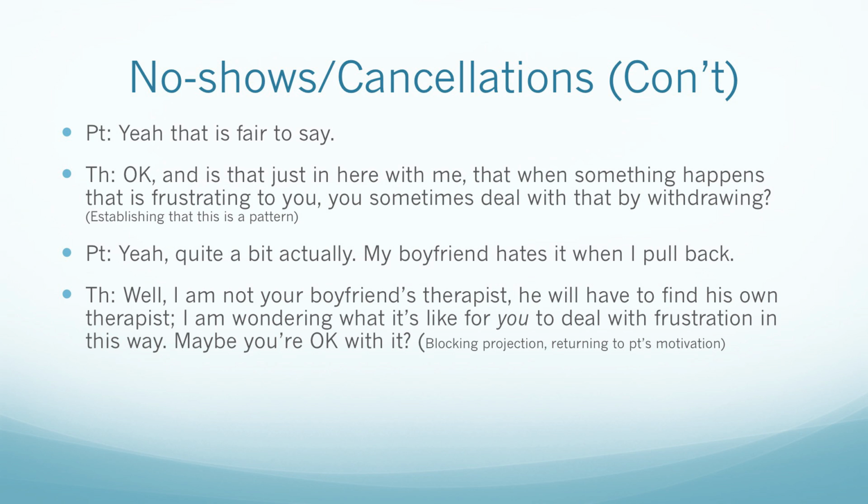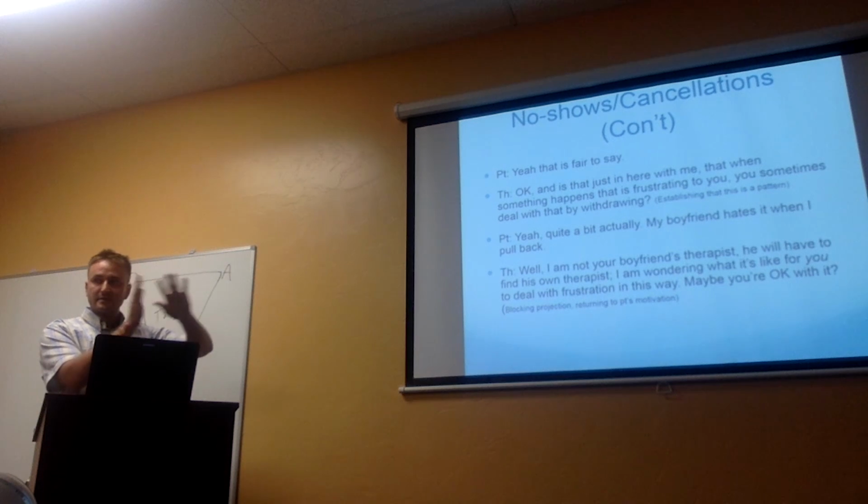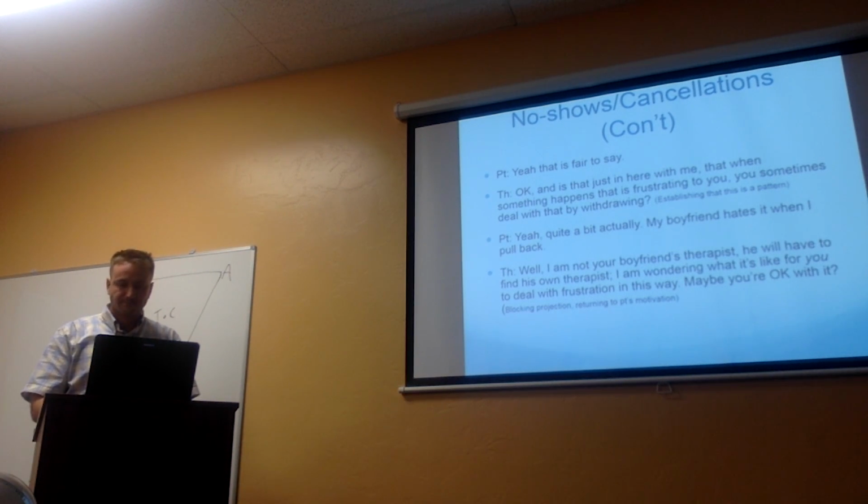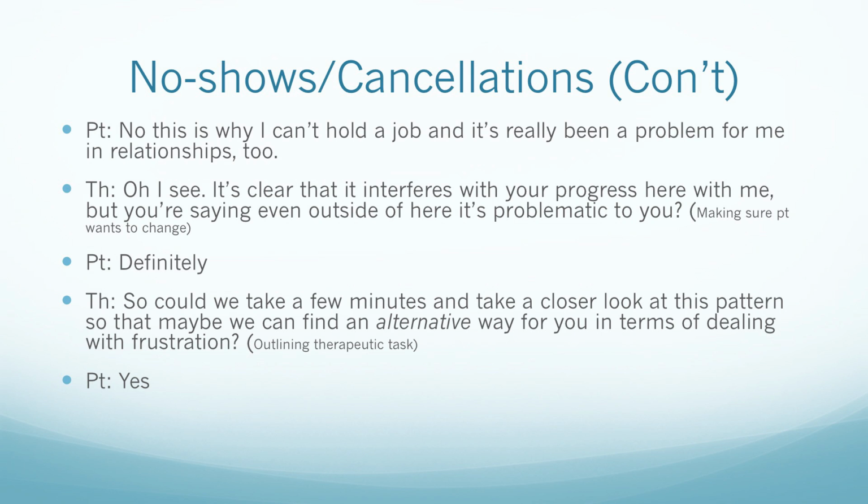I'm wondering what it's like for you to deal with frustration in this way. Maybe you're okay with it. So what am I doing? I'm blocking the projection onto the boyfriend, and I'm returning to the patient's own motivation. Patient, no, this is why I can't hold a job, and it's really been a problem for me in relationships too. Oh, I see. Well, it's clear that it interferes with your progress here with me, but are you saying that even outside of here, it's problematic for you? So what am I doing? I'm just making sure the patient is really motivated to change this.